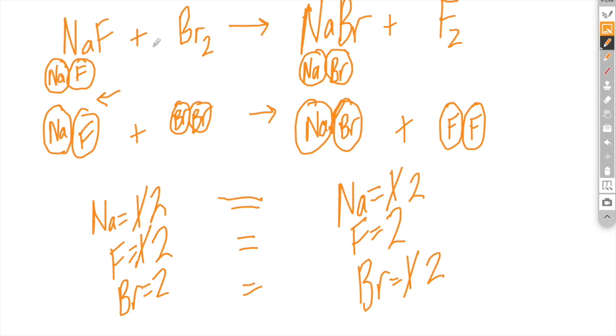Now we just have to write the coefficients in, the numbers that go in the front that are multipliers, like we talked about in the first lesson. Two goes there, right? Notice how there's one there and one there. You notice there's only one Br2. We notice there's two NaBrs, and there's one F2. So the answer here is 2, 1, 2, 1 for the coefficients. So now you can return to class, and we will discuss how to do this in further practice.